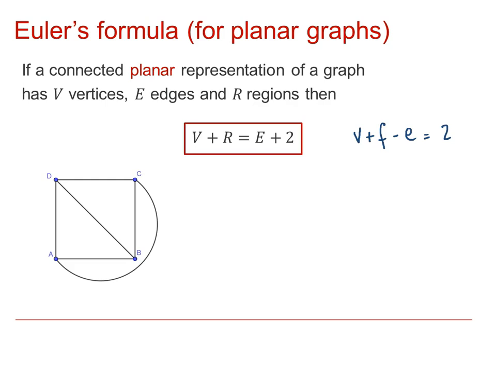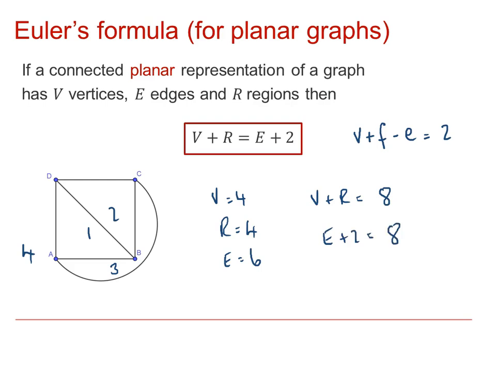For this particular one, we can see that V is equal to 4. R is actually equal to 4. Now you might at first sight think it's 3, 1, 2, 3, but there is a region outside of the graph itself. So there are 4 regions there, and edges is equal to 6 in this particular example. So you can see that V plus R is equal to 4 plus 4, which is 8, and E plus 2 is 6 plus 2, which is also equal to 8. So Euler's formula works for this situation.